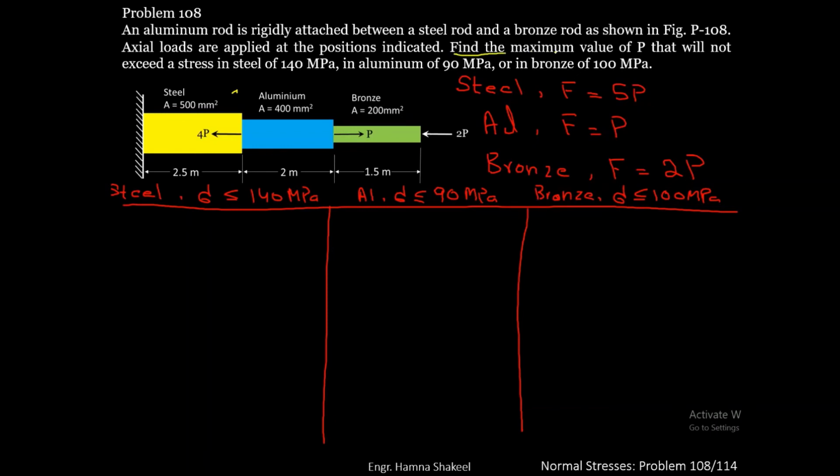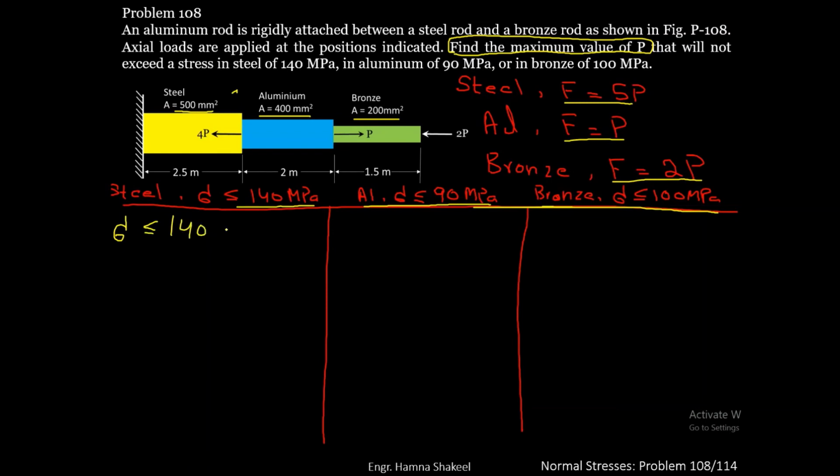So you have to find the maximum value of P so that the stress in steel does not exceed 140 MPa, stress in aluminium does not exceed 90 MPa, and stress in bronze does not exceed 100 MPa. The force in steel is 5P, the force in aluminium is P, and the force in bronze is 2P. The area of steel is 500 mm square, area of aluminium is 400 mm square, and area of bronze is 200 mm square.